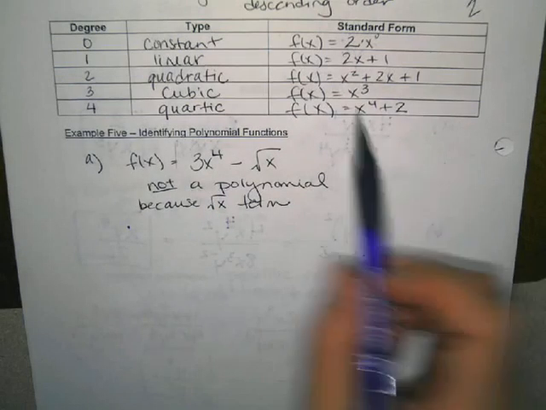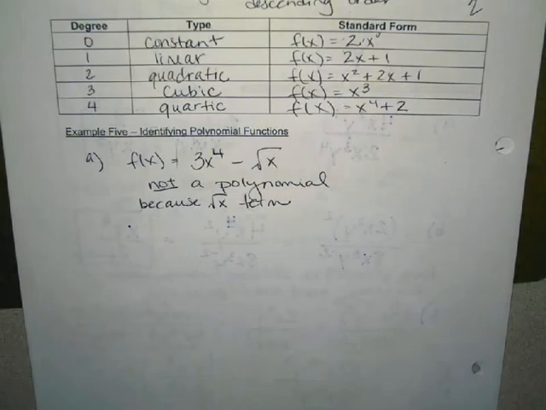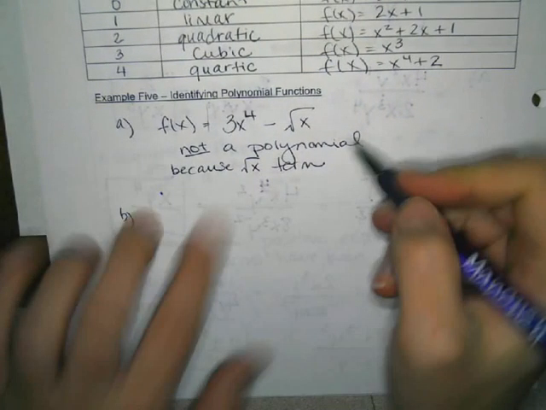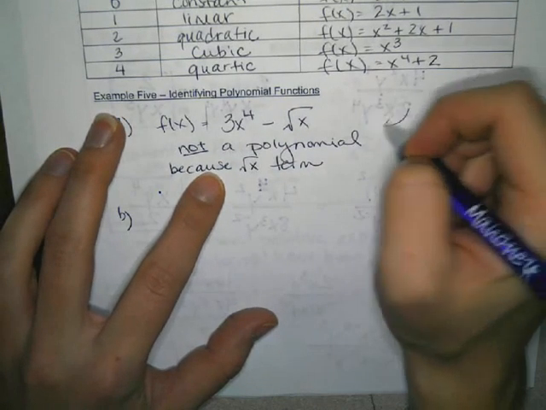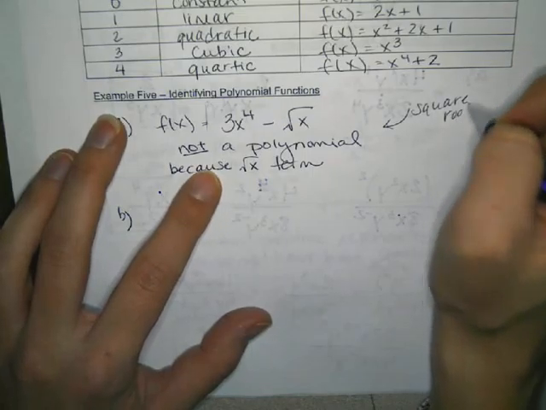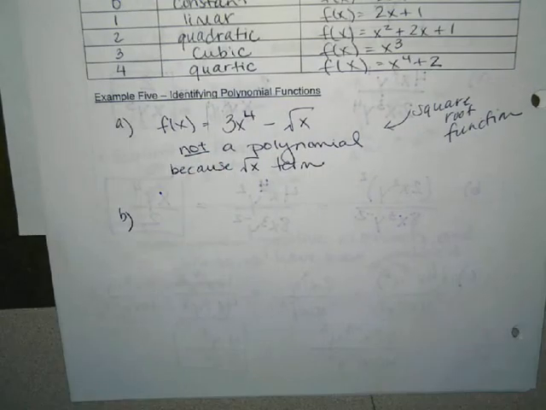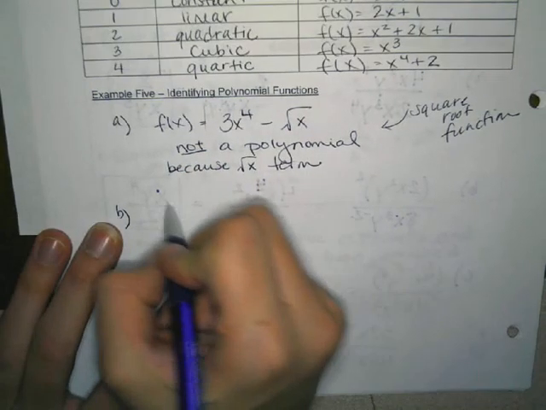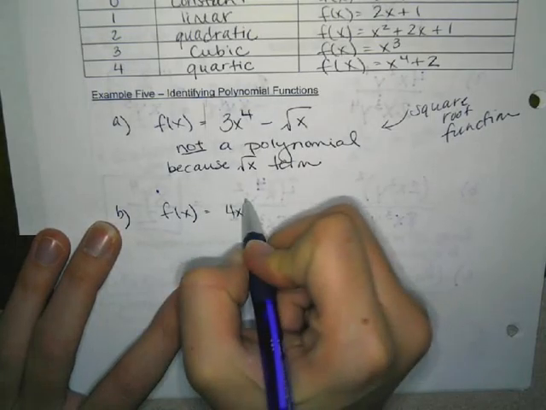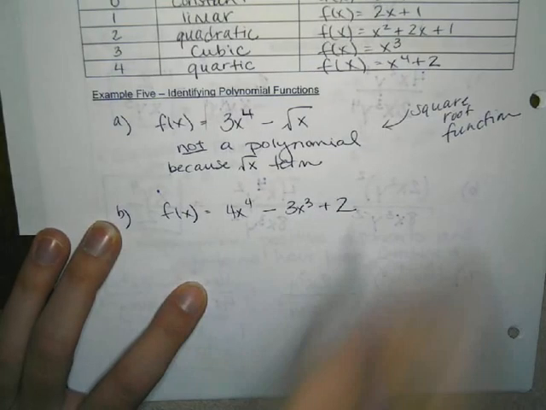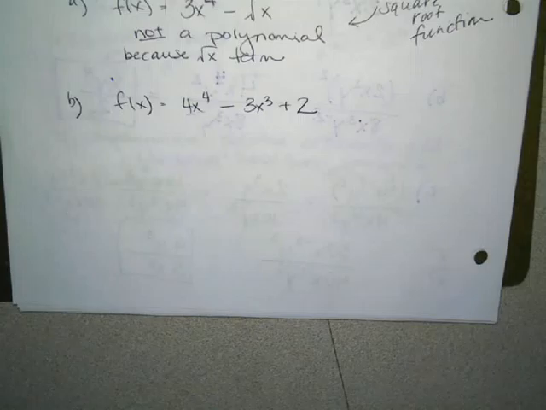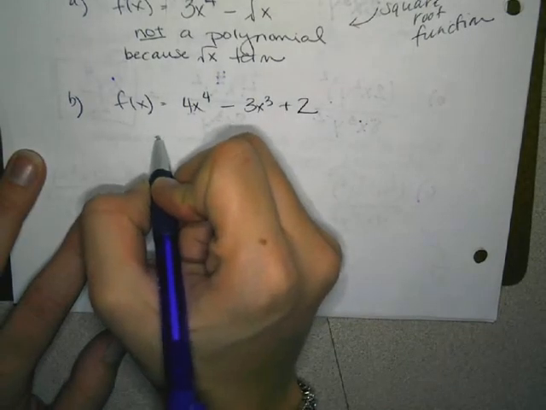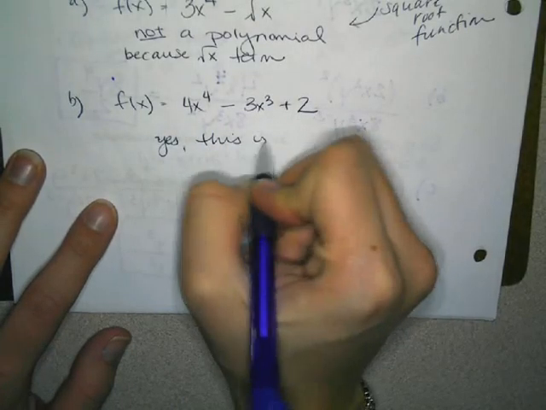Your polynomials are pretty straightforward. Every x that you have has to be raised to a whole number power. This one would actually be called, and we haven't gotten into them yet in this class, a square root function because of that square root. So if I gave you the function 4x to the 4th minus 3x cubed plus 2, is that a polynomial? Because I had two x terms, right? One x is being raised to the 4th, the other x is being raised to the 3rd. So since both x's are being raised to a whole number power, we would say that yes, this is a polynomial.